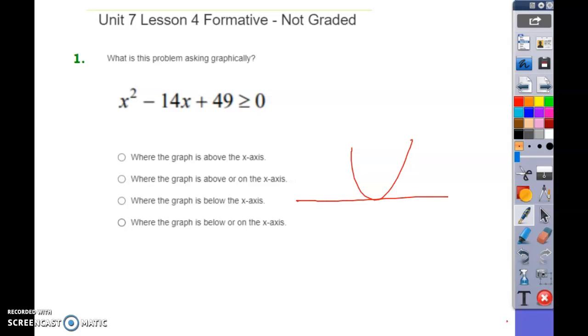Where is this graph above or on the x-axis? Because it's "or on," or greater than or equal to. So where is that, above or on? There we go.